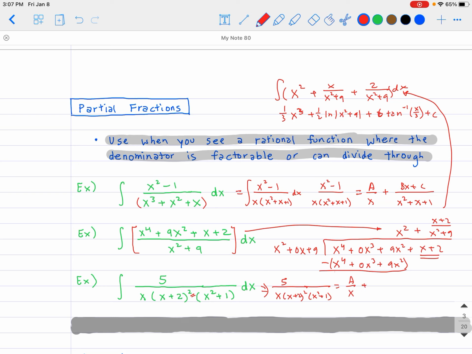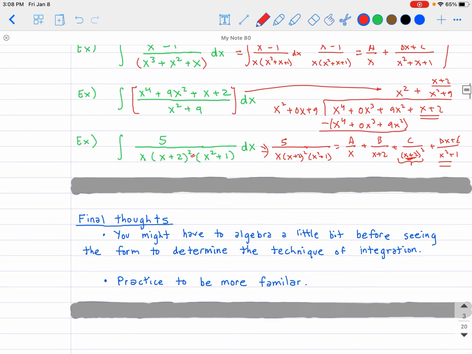It's A divided by x, plus B divided by x plus 2, plus C divided by x plus 2 quantity squared. And then finally, for the last one, plus Dx plus E all divided by x squared plus 1, mainly because this right here is a factor that is second degree. And yes, technically this one is second degree too, but because the inside component is linear, that's why it's just C and not Cx plus E. So if it's factorable, then we just go ahead and keep it as a linear.